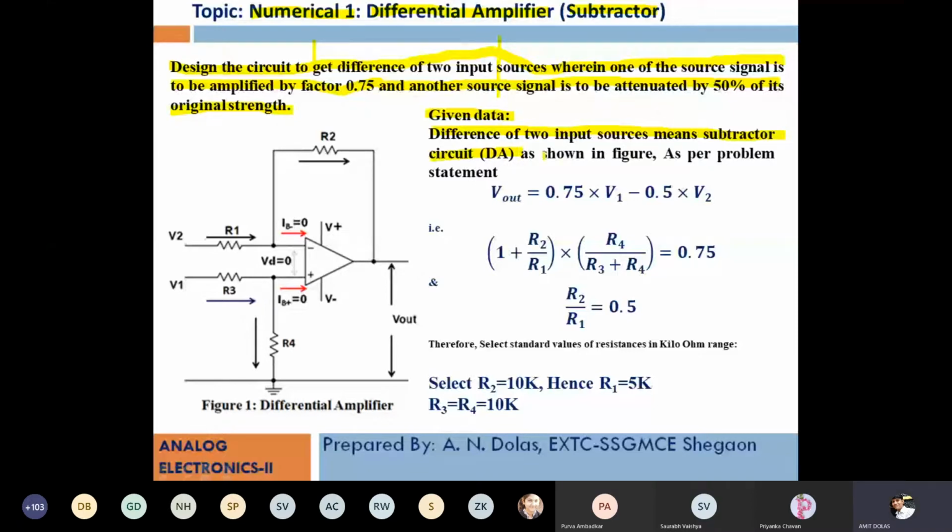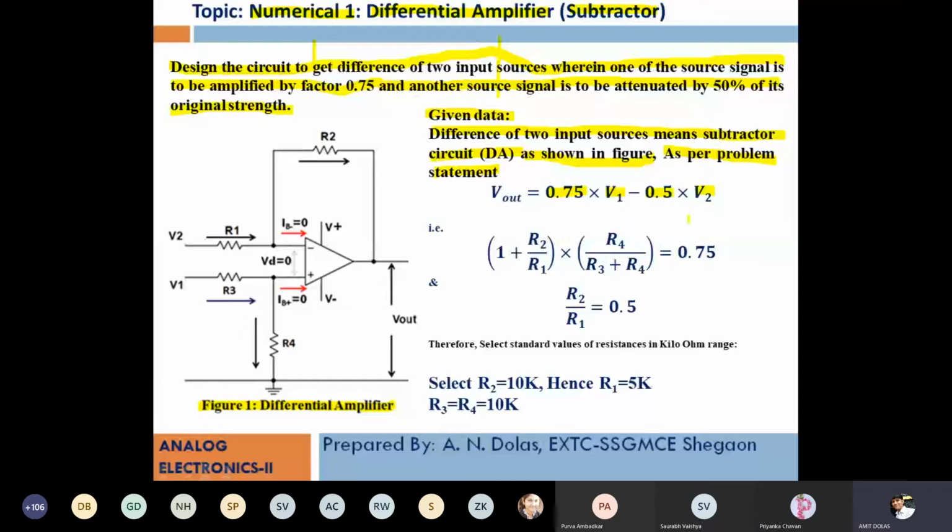Then what is the other? As per the problem statement, one of the sources is to be amplified by 0.75. So 0.75 will be the gain, and that source I'm considering as V1, and the other source is to be attenuated by 50%. If I say 1, it will be 100%. 50% of 1 will be 0.5. So there will be 50% attenuation of V2, so minus 0.5 V2. So this is the problem statement.